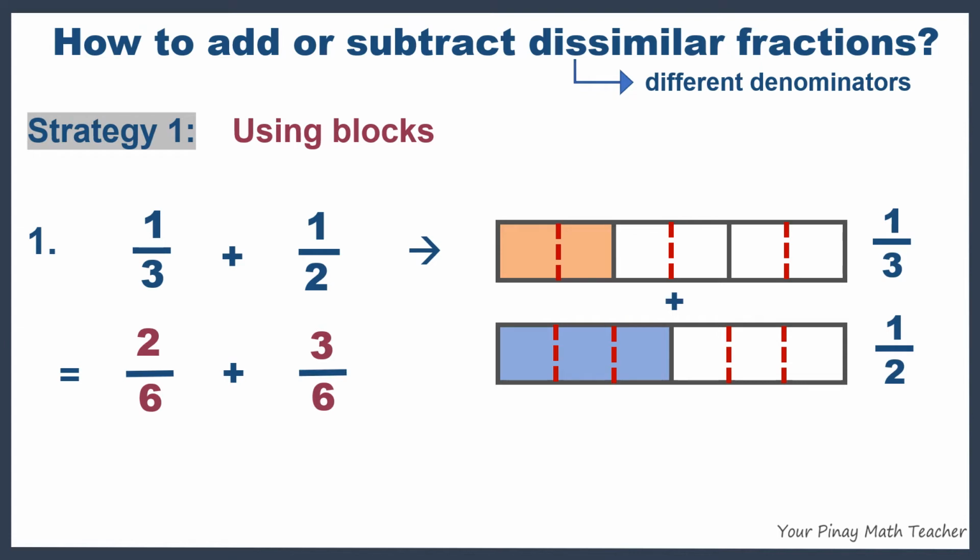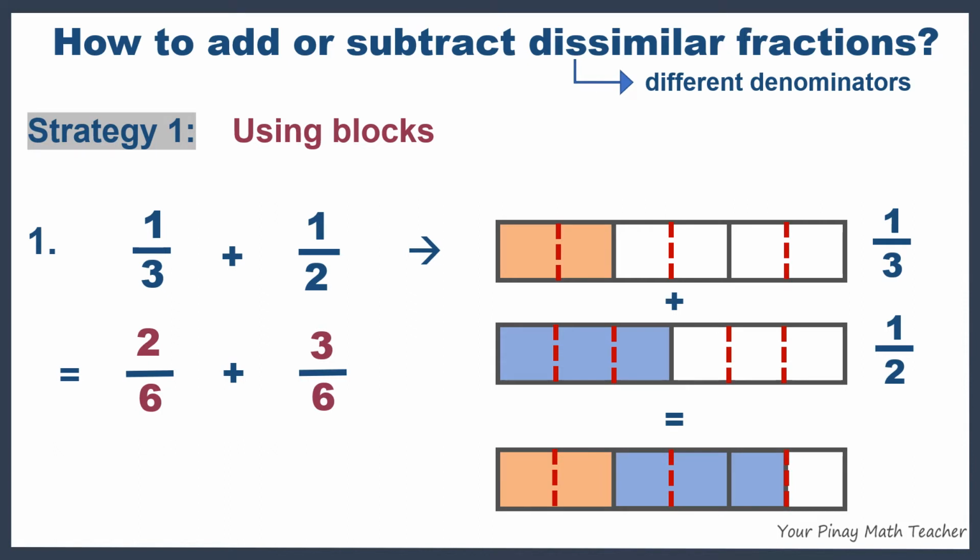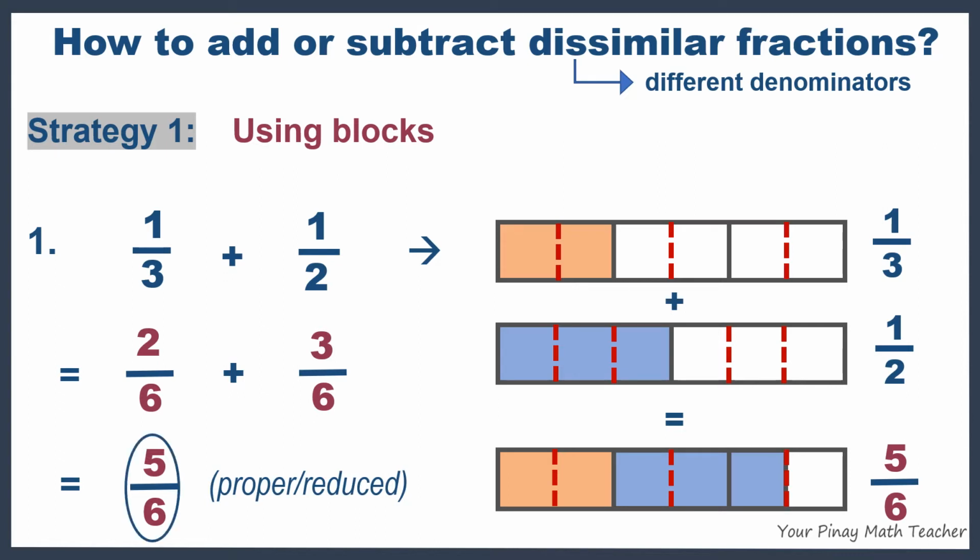If we put the two blocks together, we get this result, which is 5/6. So if we also add 2/6 and 3/6, we also get a sum of 5/6. And since this is a proper fraction and reduced to lowest terms, this is the final answer.